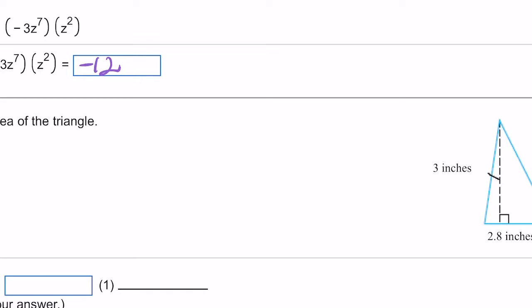And then we have all like bases. So all you're going to do is add the exponents. Anytime you multiply like bases, add the exponents. So if I add 12 plus 7 plus 2, 12 plus 7 is 19, plus 2 is 21. So it would be negative 12z to the 21st power.